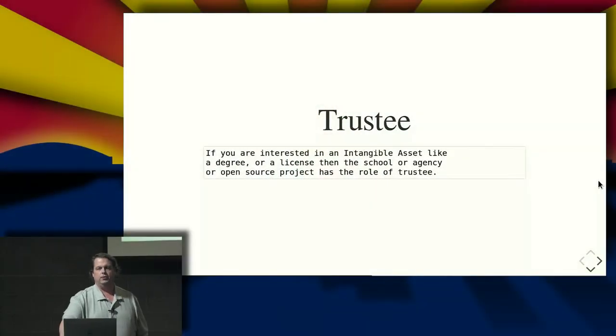So if you have a third party that is going to umpire the covenants, whether that is because you're getting a degree from a college, or you're getting a license, or it's an open source project managed by the Apache Foundation, these are third parties that set rules and maintain compliance.